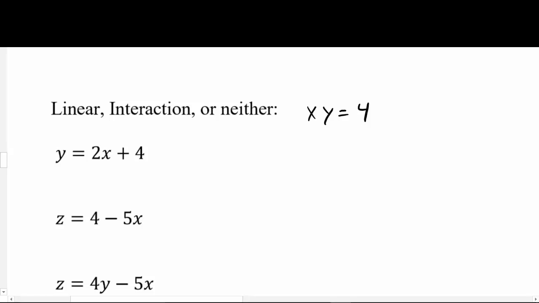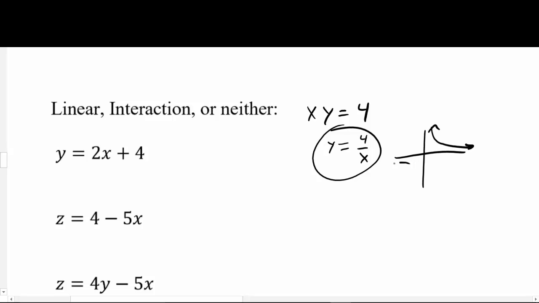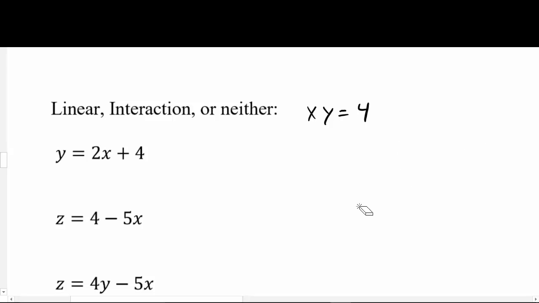Well, look at this. If I write it as x times y equals 4, is that a linear function? Well, no, because we have these two variables multiplying each other, and if you solved for y, you would end up with y equals 4 divided by x, and this is clearly not a linear function. If you remember, this function looks something like that. That's not linear, that's not a line. So, definitely doesn't have a constant slope.